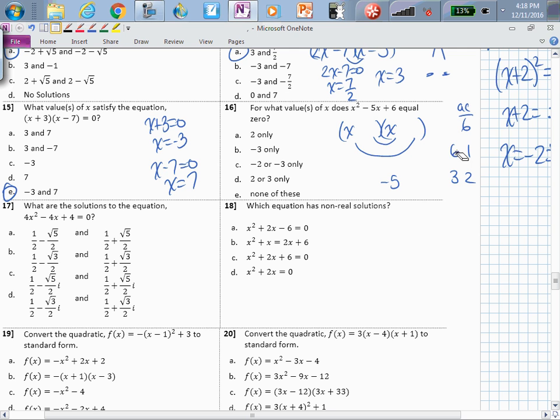If I do 6 and 1, one has to be positive, one has to be negative, but this is positive 6, so that means both have to be negative, so it has to be negative 3 and negative 2. And there is no 6 and 1 over here, so that's another hint as well. Positive 3, positive 2.